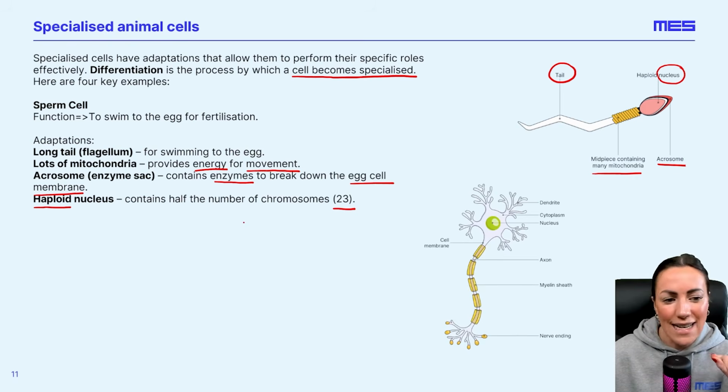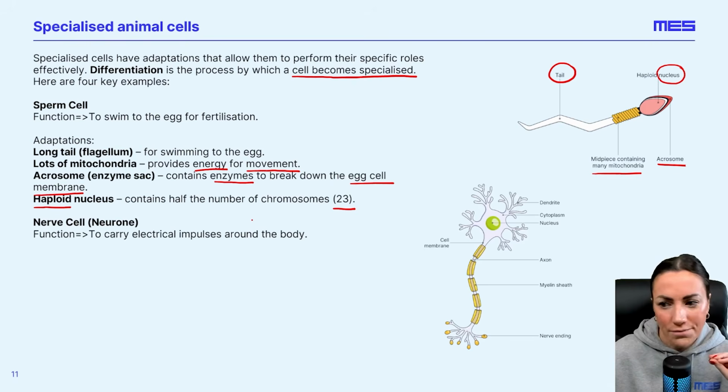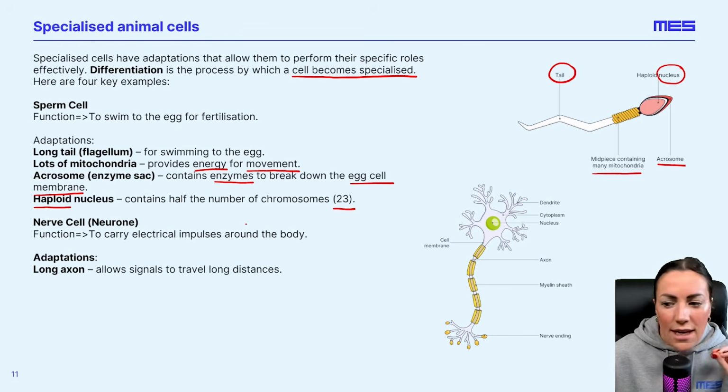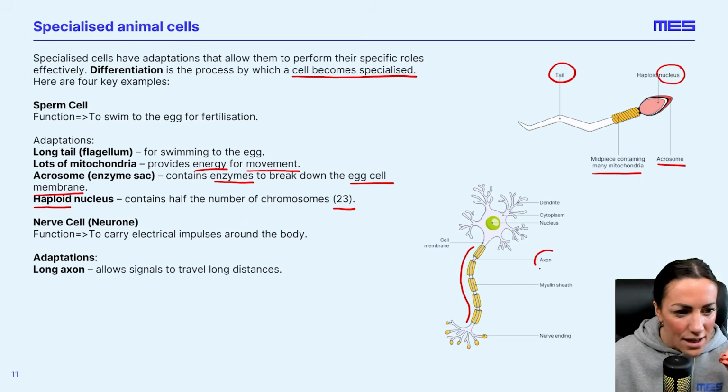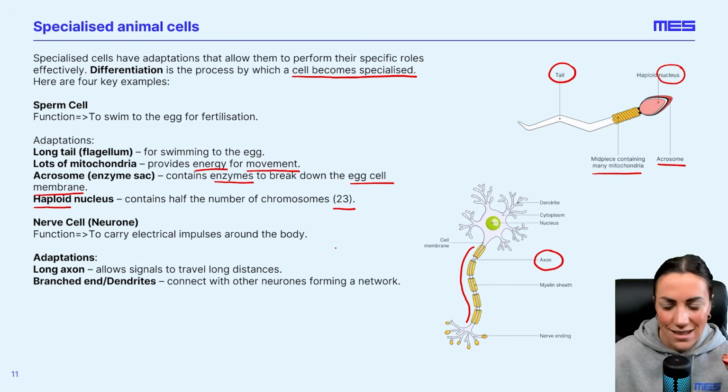The next cell we're going to look at is this one here. This is a nerve cell, also known as a neuron. Now, the function of the neuron is to carry or transmit electrical impulses around the body. Make sure you say electrical impulses and not messages or information. Now, how are they adapted to do that? They have this long axon, to allow the electrical impulses or the electrical signals to travel long distances.